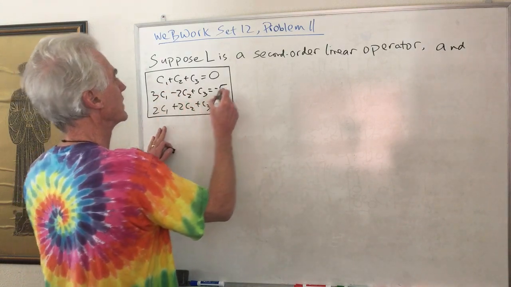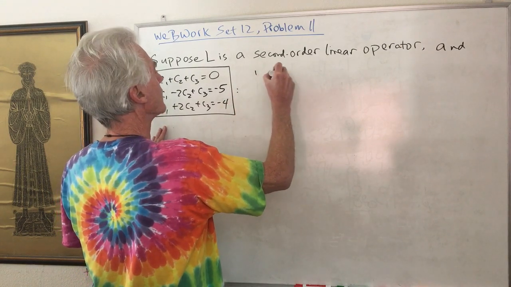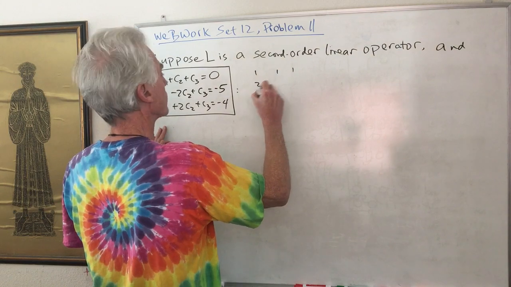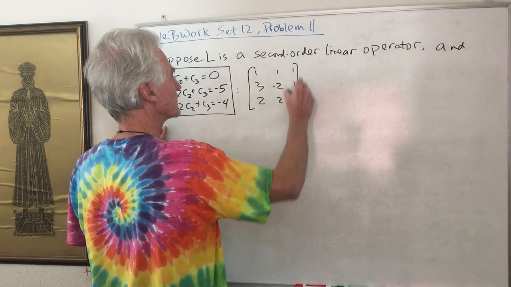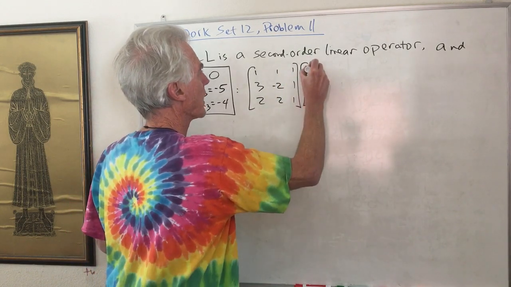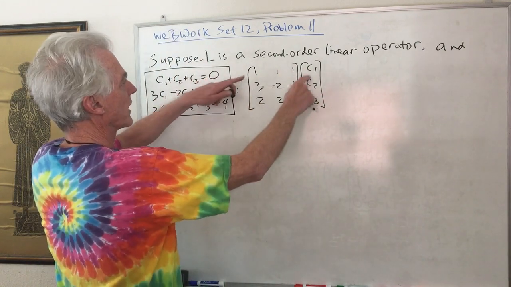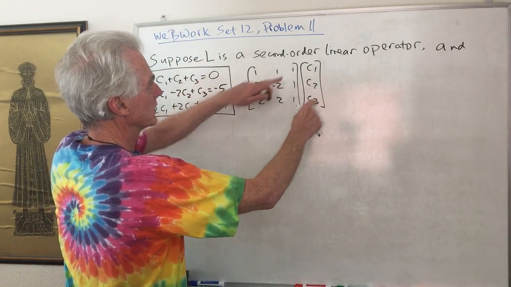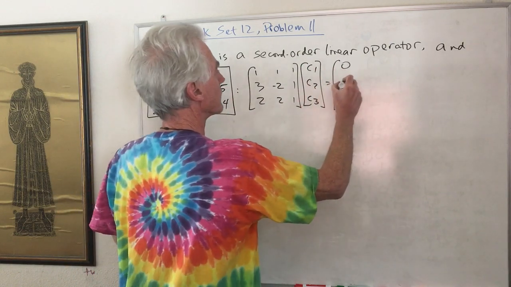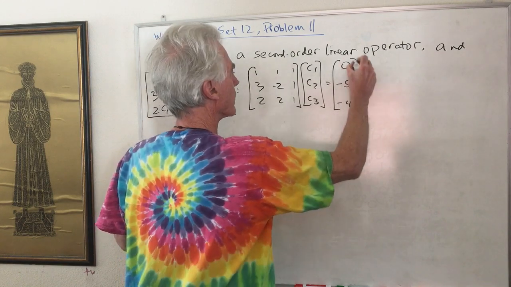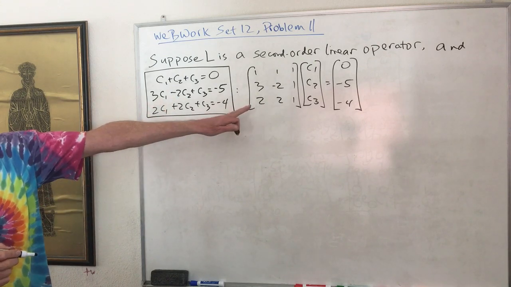So this system is equivalent to the system 1, 1, 1, 3, -2, 1, 2, 2, 1. I take this matrix here, multiply it by the C1, C2, C3 column vector, right? First, I get C1 plus C2 plus C3, and that equals 0. And then I have negative 5 and negative 4. So this system is equivalent to that one.